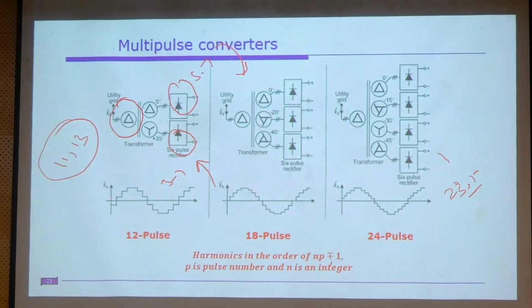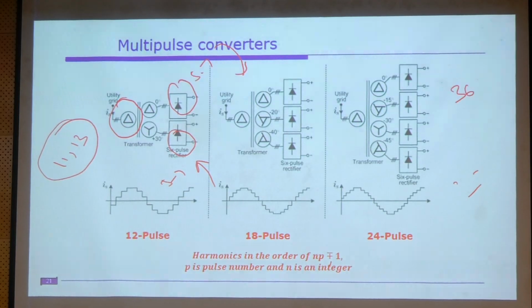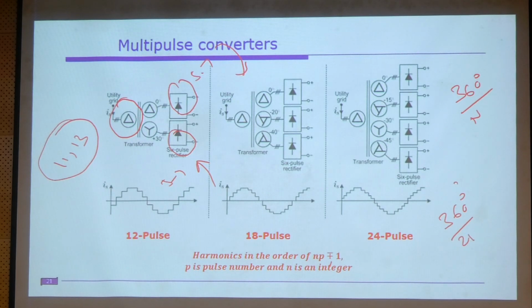The only drawback is in producing the phase shift, or how much phase shift you are supposed to maintain. There is one formula for that: you need to maintain 360 degrees by n, where n is the pulse number. So for 24 pulse you are supposed to maintain 360 by 24, which is roughly 15 degrees.